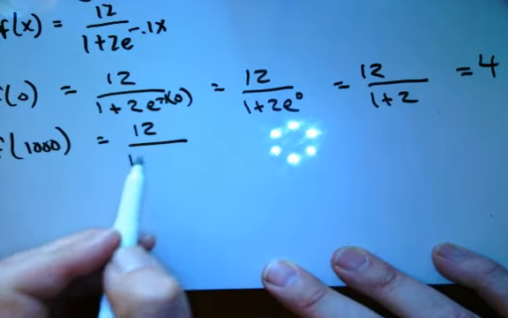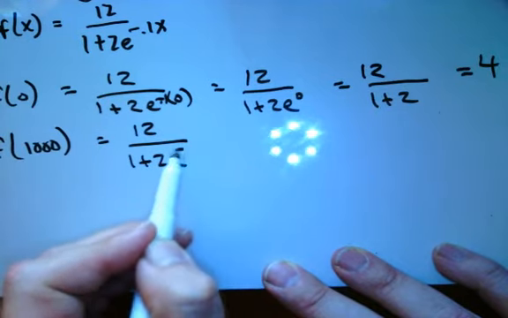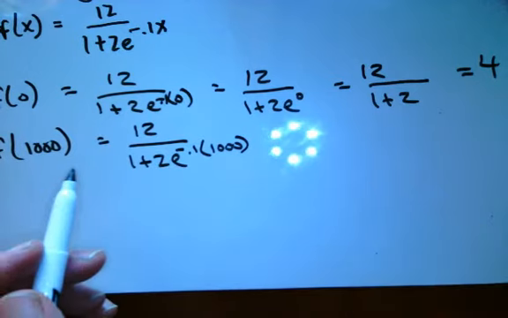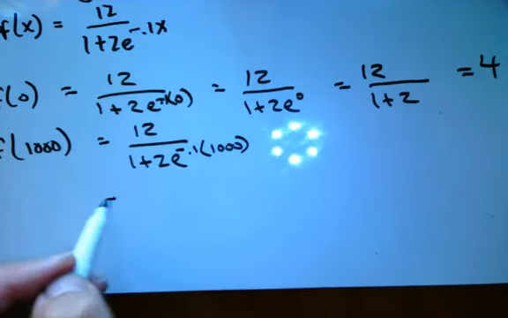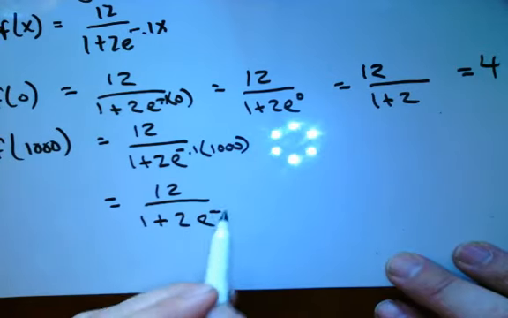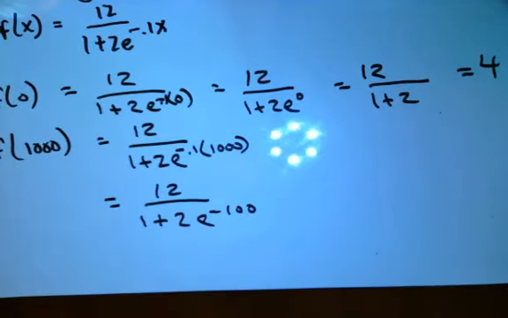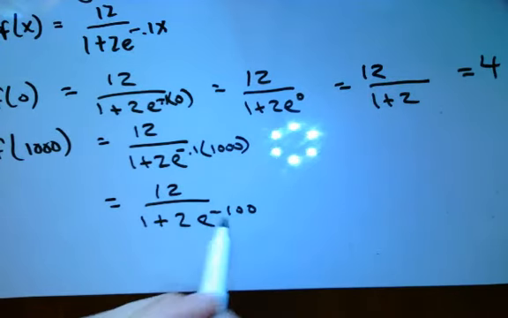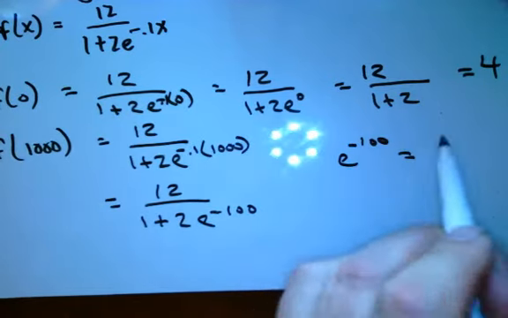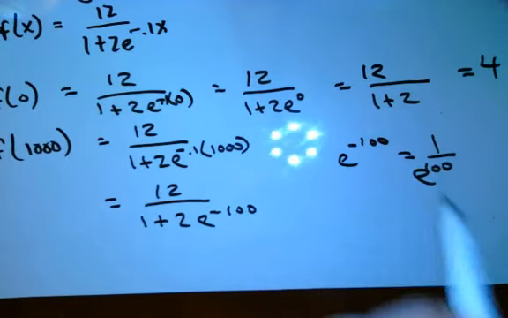Okay? Let's take a look at f of 1,000. That's a pretty big number. 12 over 1 plus 2e to the negative 0.1 times 1,000. Well, that's going to be 12 over 1 plus 2e to the negative 100. Well, let's think about this for a minute, before we reach for our calculators. This is a negative exponent.